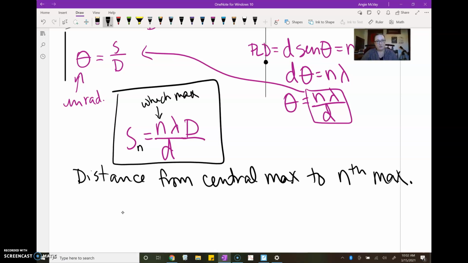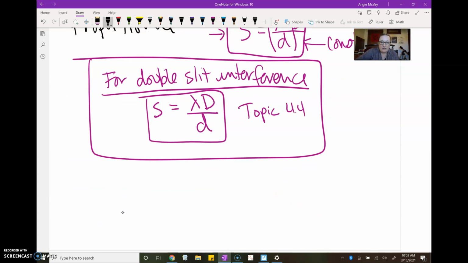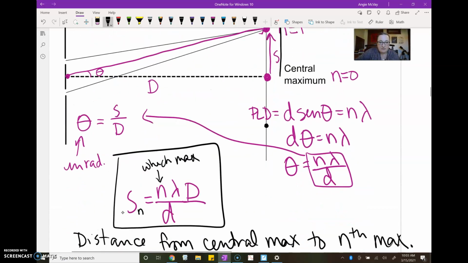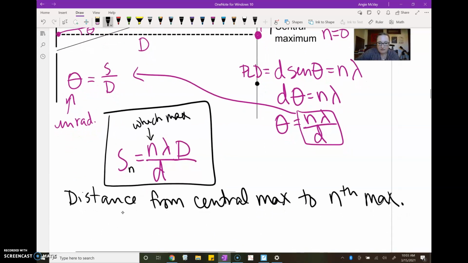This isn't in your data booklet, so you've got two options for equations. The first one that's in your data booklet up here gives you an equation for fringe separation, the distance between any two fringes. And this equation down here gives you the distance from the central maximum out to any other maximum.